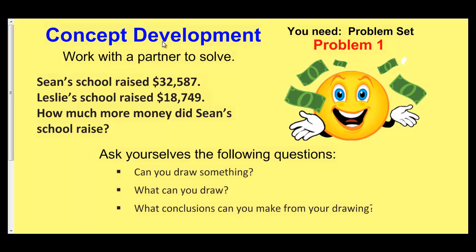So I want you to read this question with me. Sean's school raised $32,587. Leslie's school raised $18,749. How much more money did Sean's school raise? And I want you to ask yourselves the following questions. Can you draw something? What can you draw? What conclusions can you make from your drawing? So I want you to think about when you're thinking about tape diagrams, can you draw two tape diagrams to compare the amount of money that Sean's school raised to the amount of money Leslie's school raised?